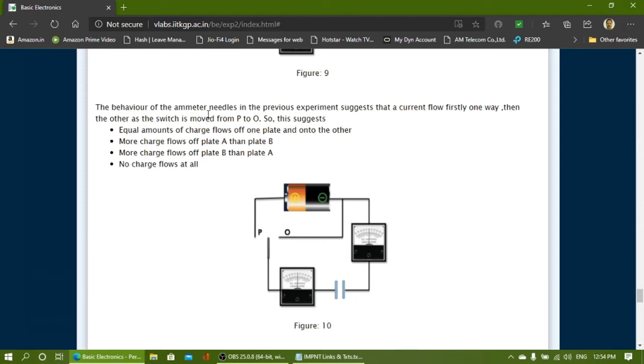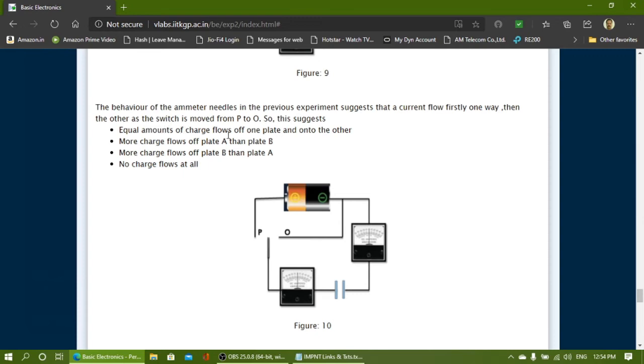The behavior of the emitter needles in the previous experiment suggests that the current flows firstly one way, then the other, as the switch is moved from P to 0. This suggests, what suggests? Find out of these four comments.